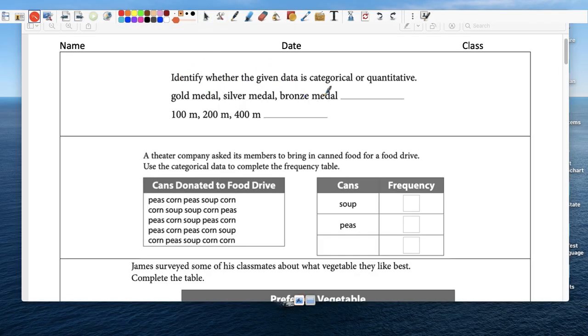Okay, so based on that, let's see if we can answer the first two questions. Identify whether the data is categorical or quantitative. Well, gold medal, silver medal, bronze medal. What kind of question would that have been? Maybe what kind of medals do Olympians win in the Olympic games? Well, gold medal, silver medal, or a bronze medal. So this is categorical data. 100 meters, 200 meters, 400 meters. That's a distance, so this is quantitative, right?